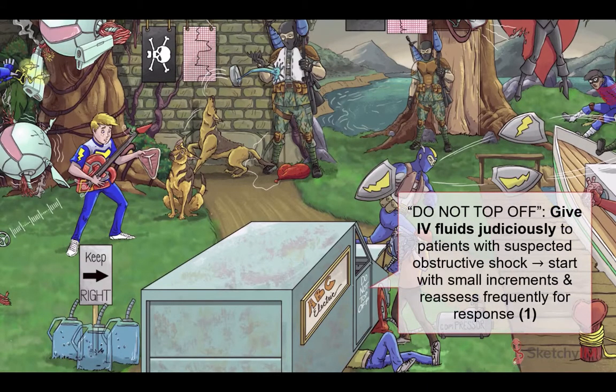As with cardiogenic shock, IV fluid should be used judiciously in patients with suspected obstructive shock, as too much fluid can overload the obstructed or restricted heart and make the situation even worse. However, since decreased preload is the underlying pathophysiology of the mechanical causes of obstructive shock, fluid resuscitation can be helpful. Just start with small amounts and reassess frequently for response to therapy.